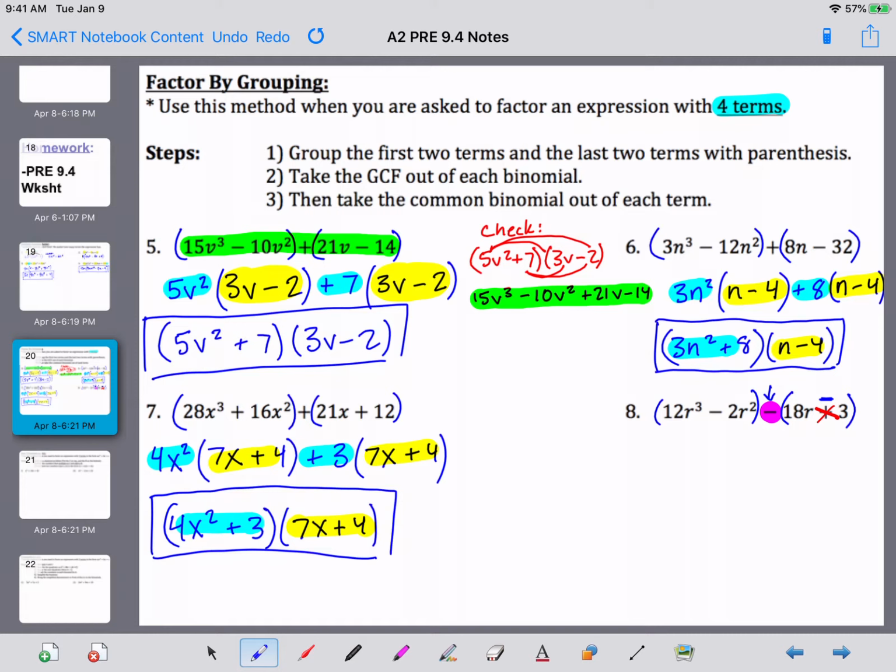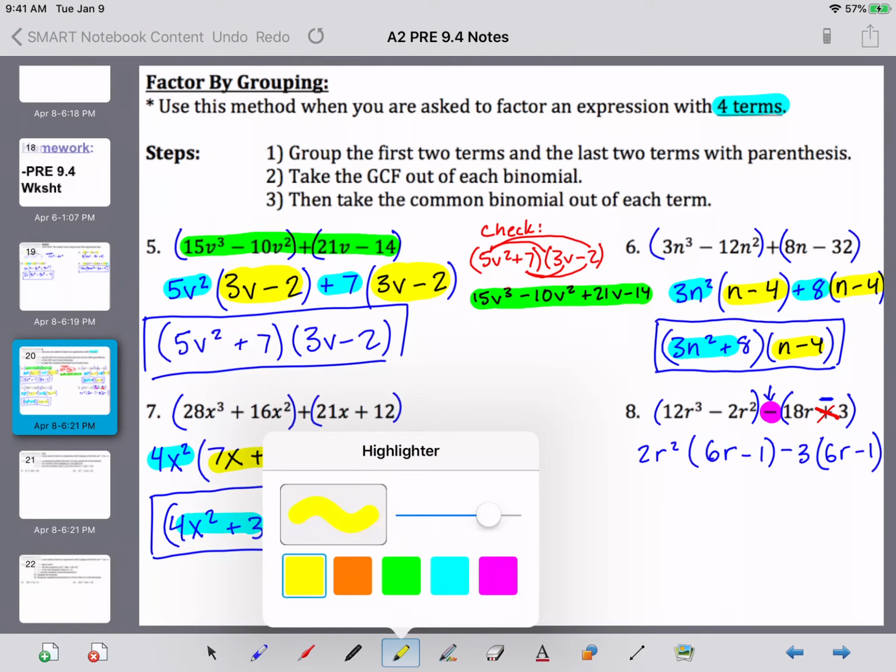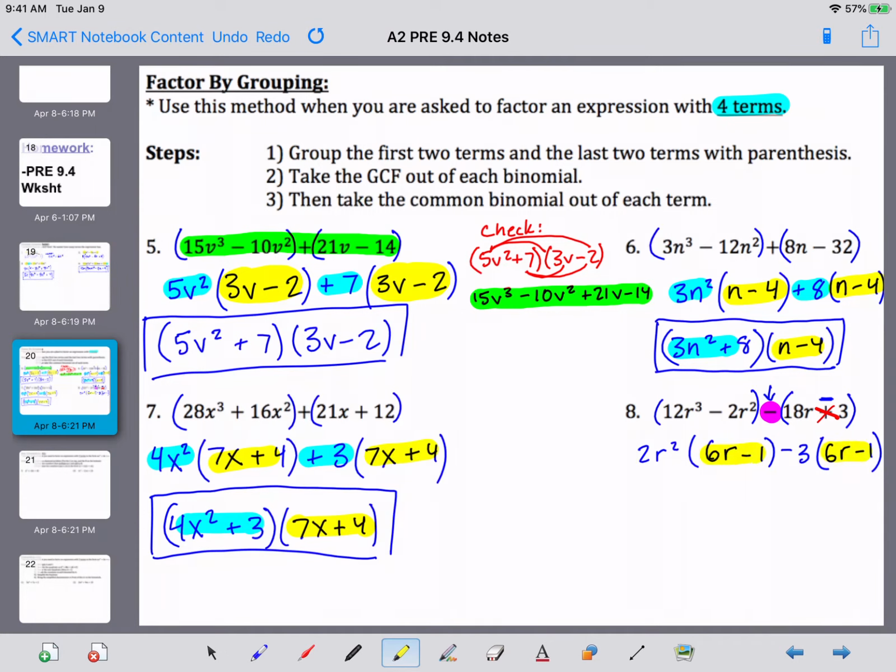Okay, so let's check our groups. 12 and 2 are both divisible by 2. Oh, and they do have an r squared in common. Then we're left with 6r. Notice that this and this are the same, so if we took out a 2r squared, we have to put a minus 1 as a placeholder. And then we have minus 18 and 3 can both be divided by 3. And then we're left with 6r minus 1. And that is fantastic because this group matches this group.